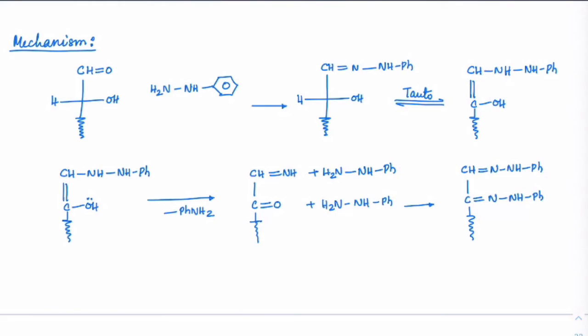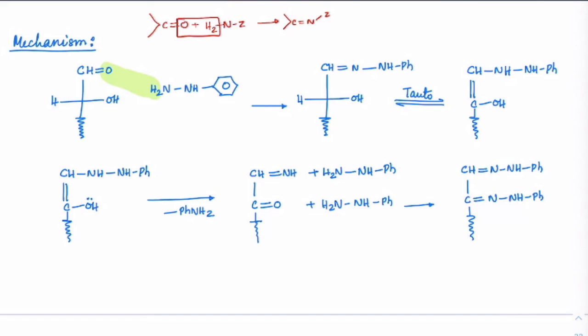If you check out this C double bond O here, the O and H2 will be released. This is something which we have learned in aldehydes and ketones already. So wherever we have C double bond O plus H2N-Z in acidic medium, it will remove this and make C double bond N-Z. This is the formation which we have seen. The same thing will happen here also with phenylhydrazine. First we will get this compound, C double bond N-NHPh.